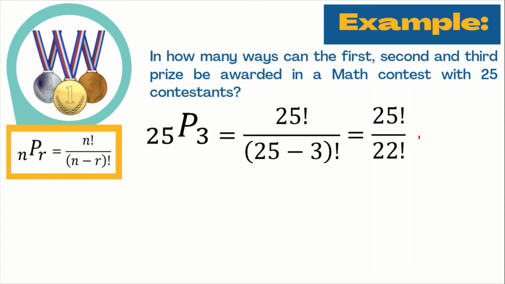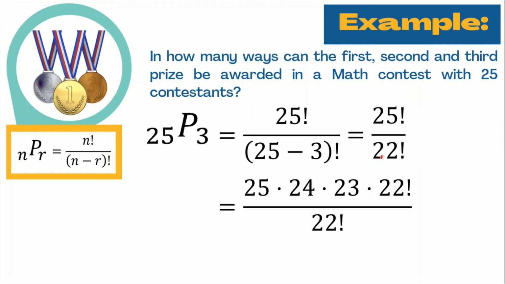So, pag sinimplify natin itong nasa baba natin, magiging 22 factorial. Now, we write 25 factorial with a factor of 22 factorial para makancel natin siya. So, paano yun? Susulat natin ang 25 factorial as 25 times 24 times 23 times 22 factorial, then, all over 22 factorial. Now, pwede na nating i-cancel ang 22 factorial. So, ang naiwan na lang ay 25 times 24 times 23.